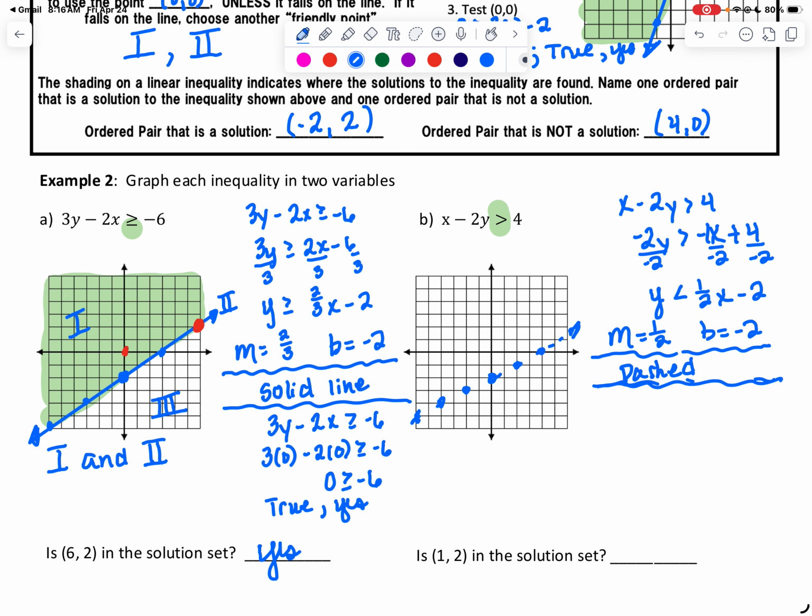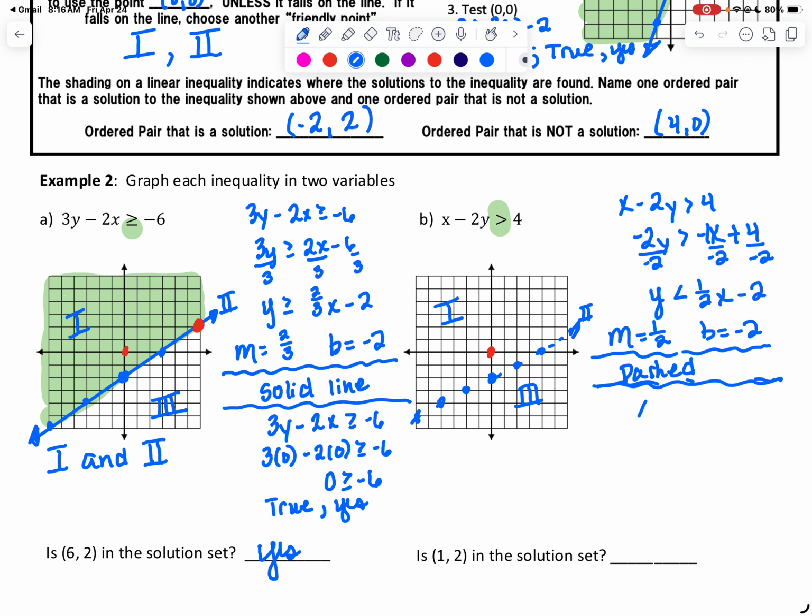Now let's label our regions. We have region 1, everything above the line. Region 2, everything on the line. And region 3, everything below the line. So to tell which region to shade, I can pick any point on the coordinate plane. But again, I'm always going to use 0, 0 if I can, because it's the easiest to plug in.